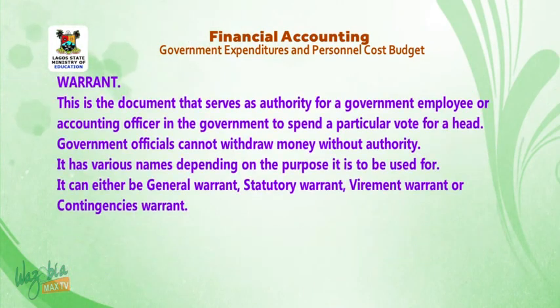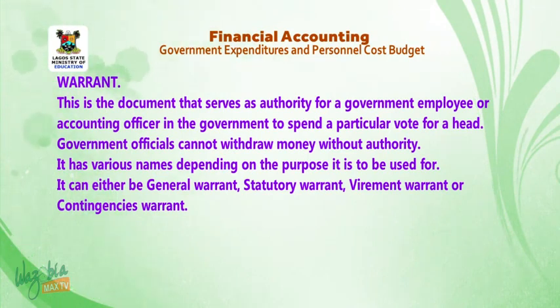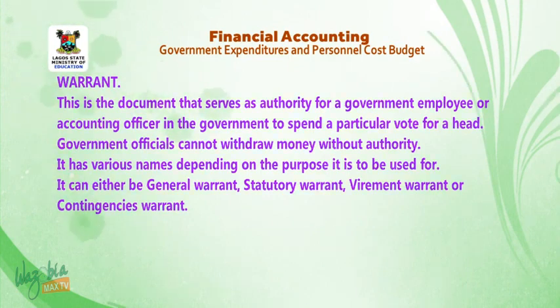Warrant. This is the document that serves as authority for a government employee or accounting officer in the government to spend a particular vote for a head. Government officials cannot withdraw money without authority. It has various names depending on the purpose it is to be used for. It can either be general warrant, statutory warrant, virement warrant, or contingency warrant.